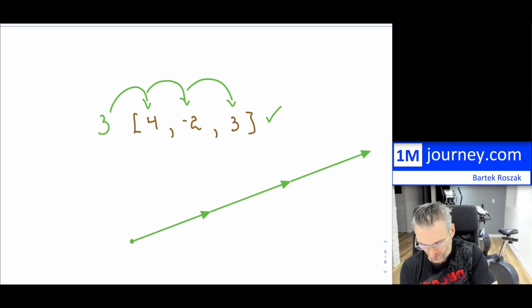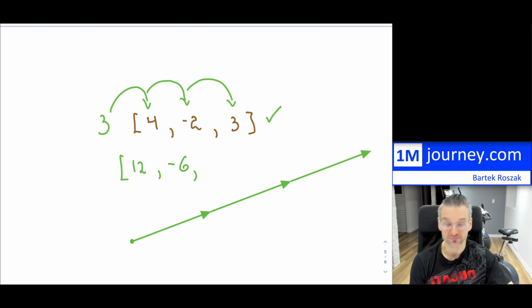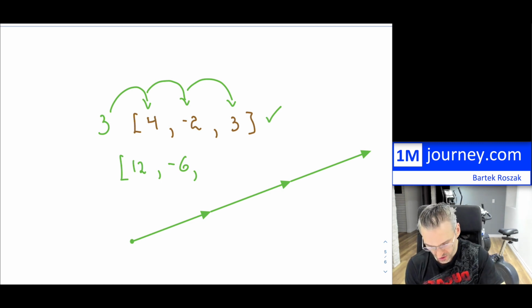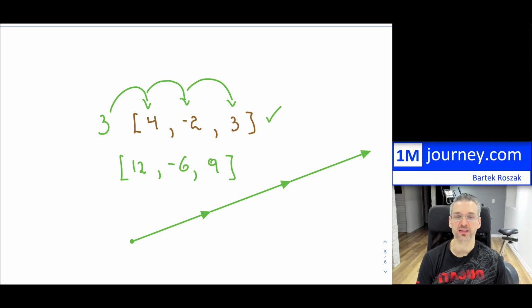So 3 times 4 is going to be 12. So it's 3 times bigger for the x component. It's going to be 3 times -2, which is -6. So again, 3 times bigger for the y component. And 3 times 3, which is going to be 9, which once again is just simply 3 times bigger for that z component. So you've just scaled it through.